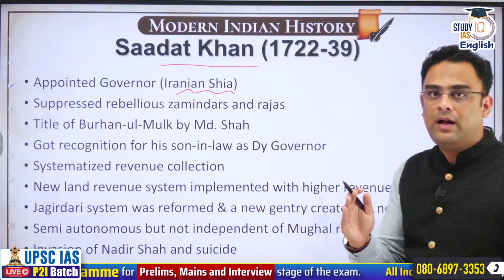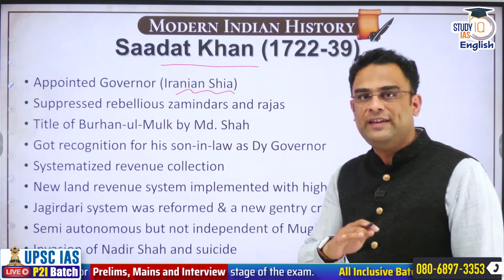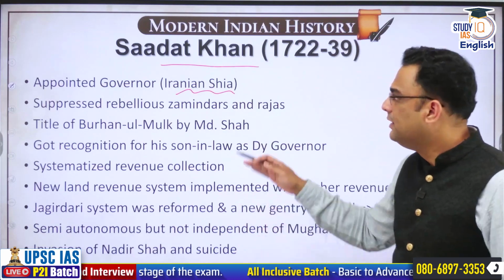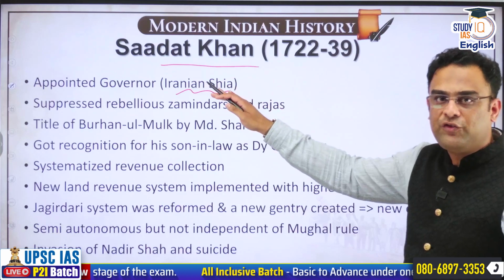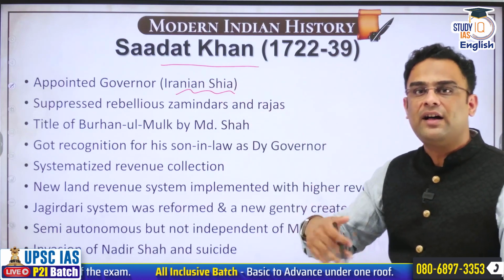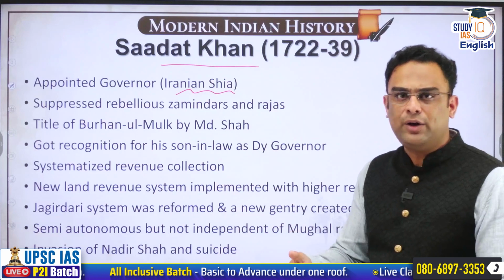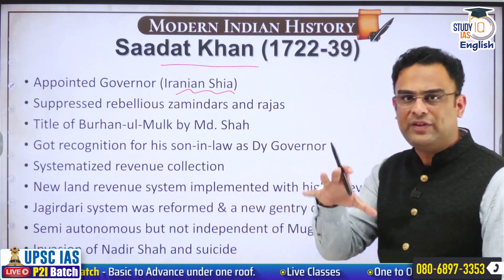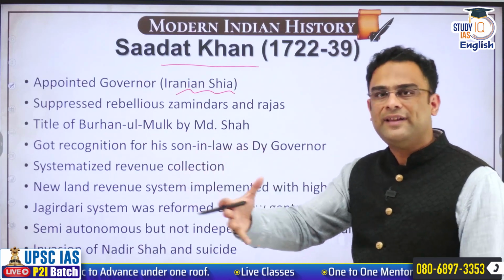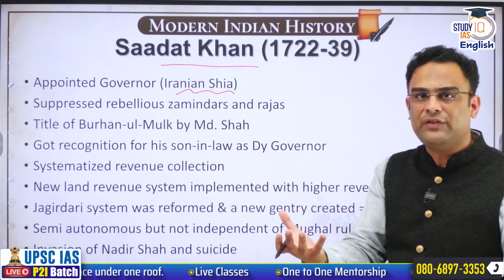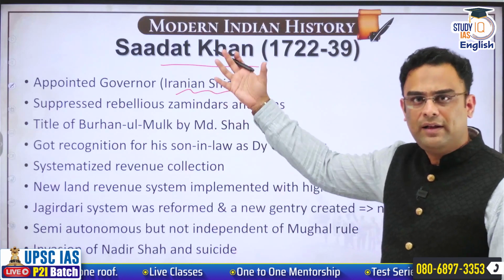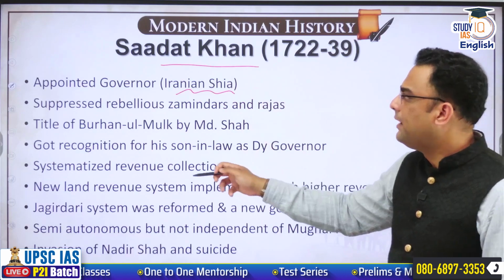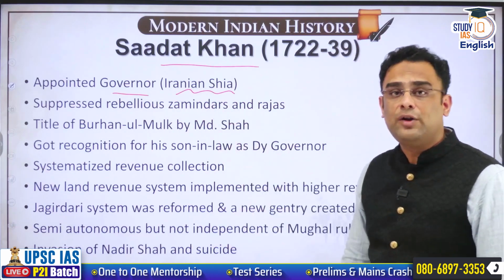Now, Muslims have two sects, primarily Sunnis and Shias. Someday I will explain to you the details of development of these sects. Sadat Khan came from the Shia sect. Sunnis largely are a majority all over the world and in India also. Shias are dominant in certain areas, especially in Iran, in some parts of Yemen and some other countries also, but mostly Sunnis are dominant. Sadat Khan was an Iranian Shia. He was appointed as governor of Awadh.